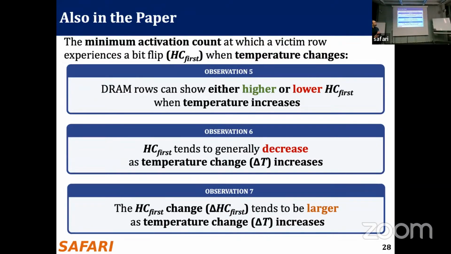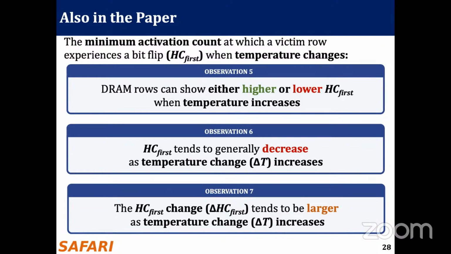Well, in observation 6 actually we need to rephrase that. It's not really based on delta T, it's based on temperature over there. Yeah, that's why I'm confused over here. In observation 7 actually it's more about delta T.